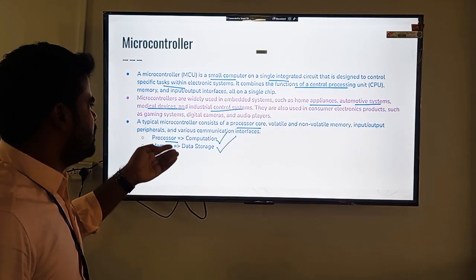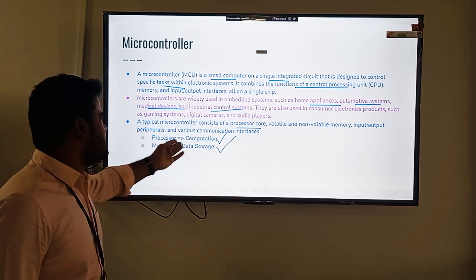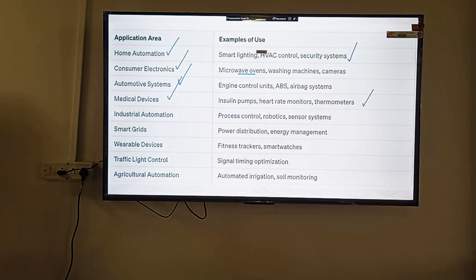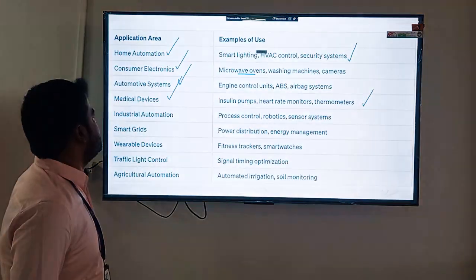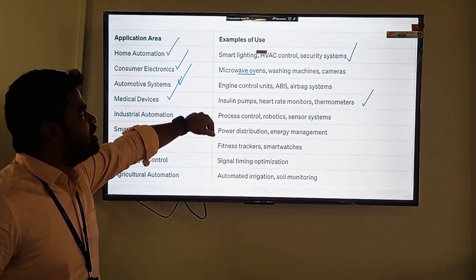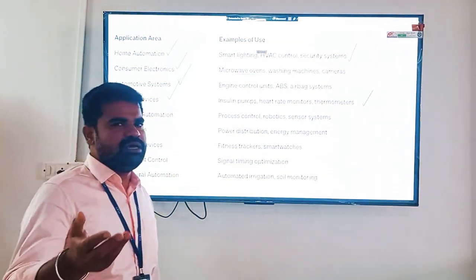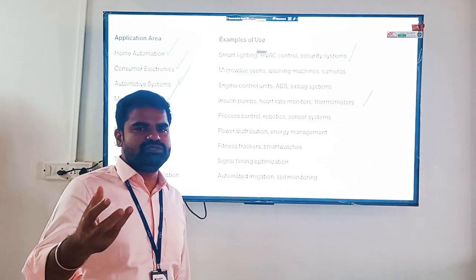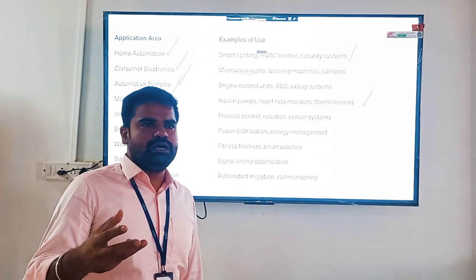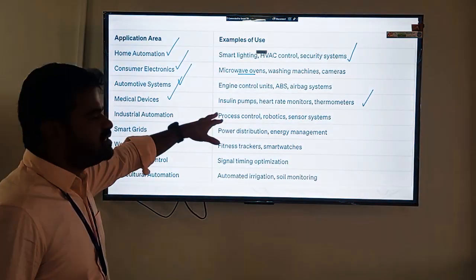It has volatile and non-volatile memory also, in which a processor is used for computation and memory is used for data storage. So microcontrollers are used in certain areas like home automation. Home automation examples are HVAC control, smart lighting, and security systems. You will use AI cameras and all, which will automatically detect crime and detect any unknown persons passing by. These are all controlled by your home automation microcontroller systems.